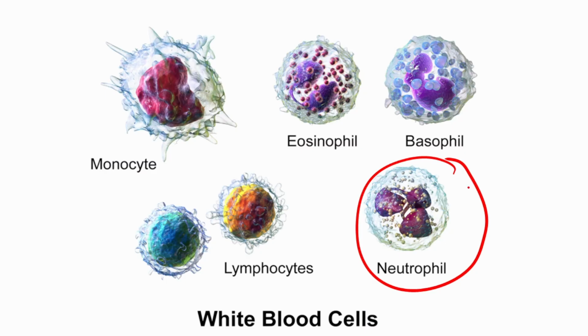Next, we place the eosinophils, which feature a distinct bilobed nucleus, lobe number 1 and lobe number 2. And it also has large, bright red granules, as you can see here.